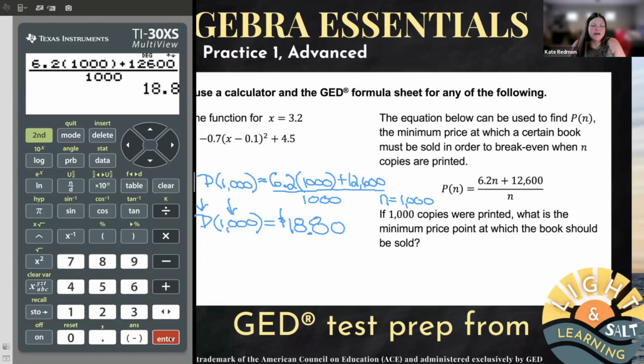Nice. Doing some pretty simple algebra, not too bad, especially with the calculator, but really, really, really core skills if you're going to go on in mathematics at all past the GED.